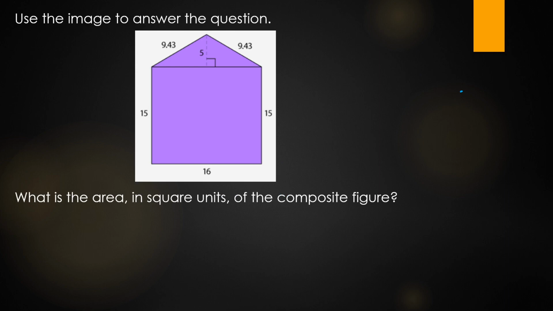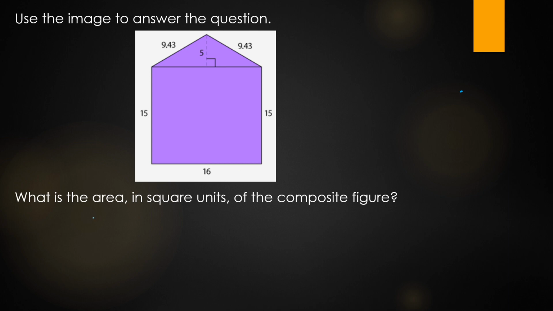Our next question says, use the image to answer the question, what is the area in square units of the composite figure? This is a composite figure because I can see that there is a rectangle and then I have a triangle on the top. So we need to figure out both areas separately. Okay, this is kind of like what we did on that question earlier. I need to figure out what is the area of this big rectangle down here, and then what's the area of the triangle on top?